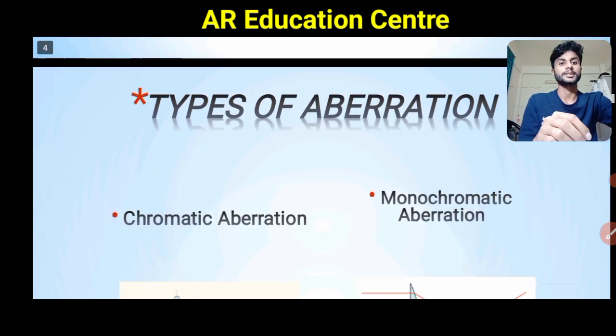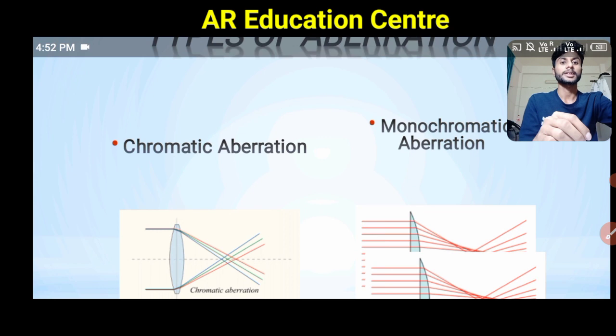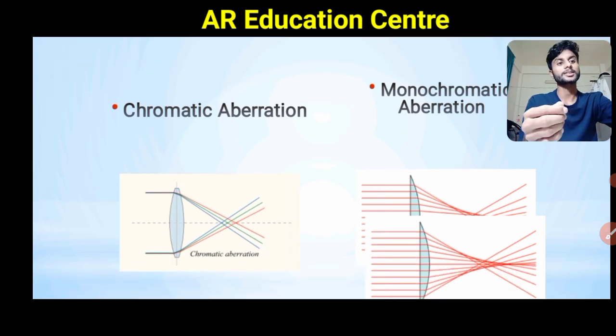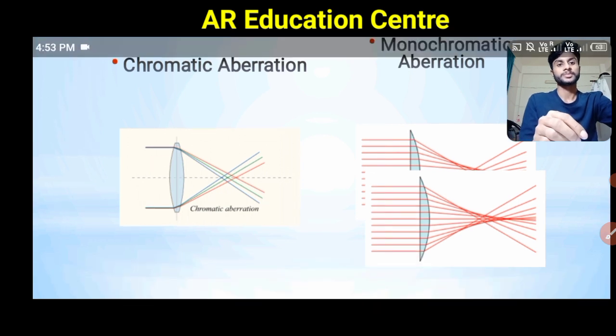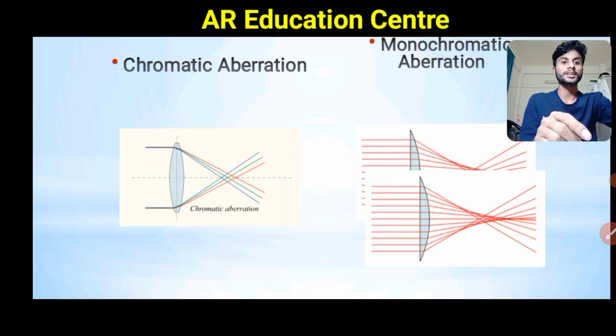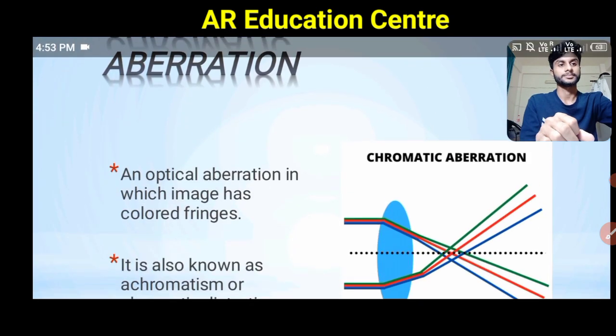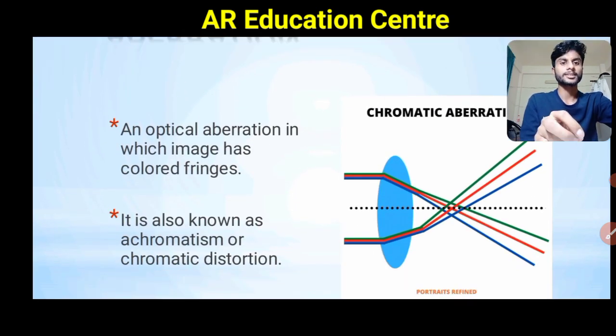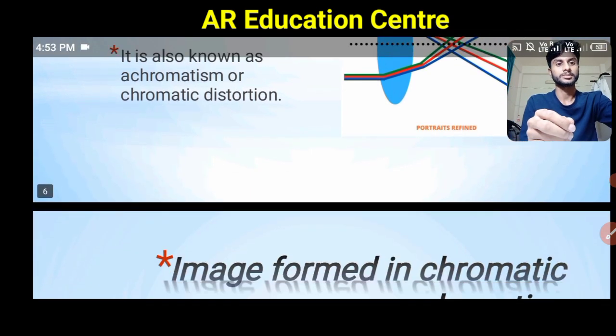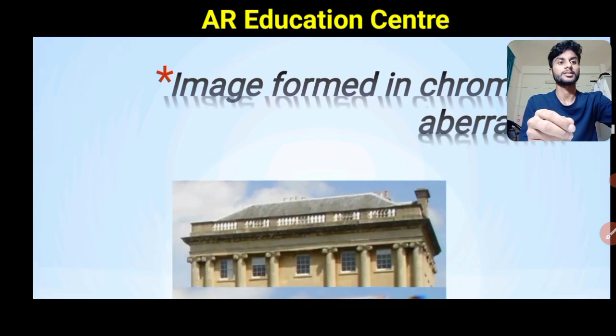Types of aberration. There are two types of aberration. One is chromatic aberration and another is monochromatic aberration. This first one is the example of chromatic aberration and the second one is the example of monochromatic aberration. Chromatic aberration is an optical aberration in which the image has colored fringes. It is also known as achromatism or chromatic distortion. It is due to different colors.